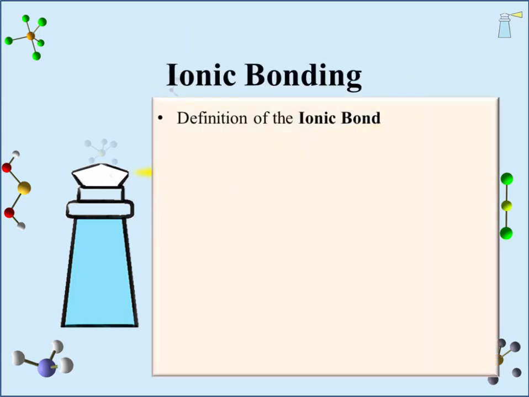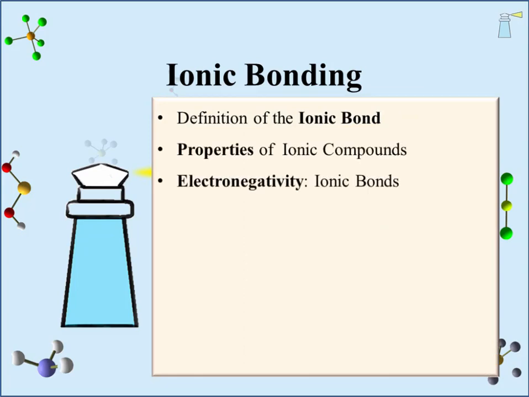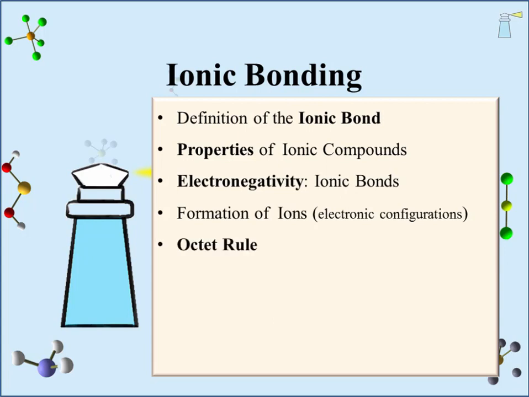Ionic bonding is another very important topic in chemistry. We will begin the lecture with the definition of the ionic bond. We then move into properties of ionic compounds and the role of electronegativity in ionic bonding. From there, we will review the formation of ions from the perspective of electronic configurations and the octet rule. A discussion of polyatomic ions follows.